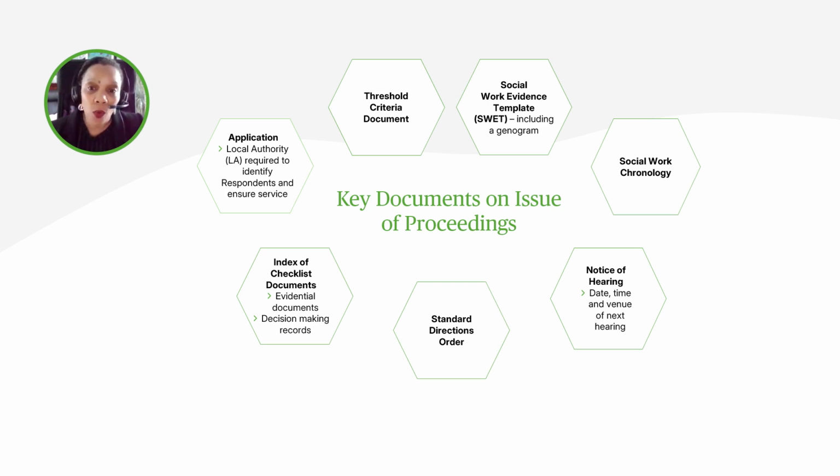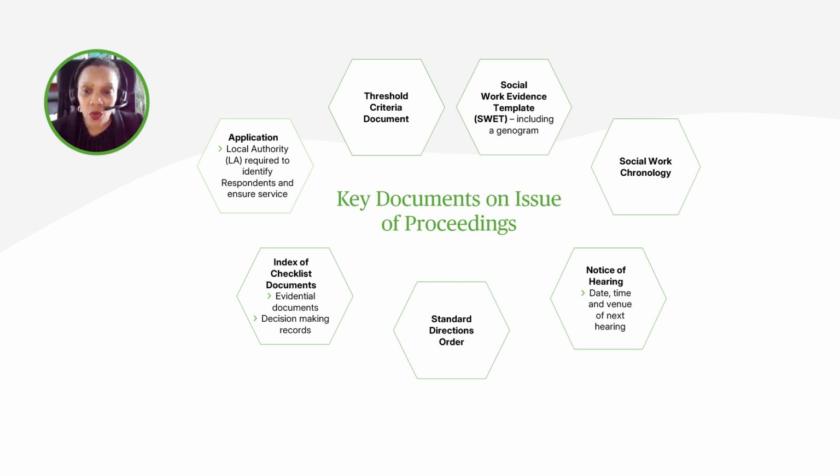I would say if you're acting for a local authority and you're preparing or assisting with preparation of the documents, if it's a long chronology and long involvement with the local authority, then a separate social work chronology is sometimes preferred rather than a 60-page SWET, which means that sometimes the information from the chronology can be lost.